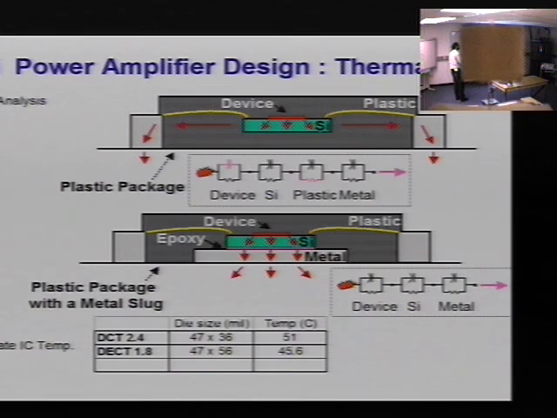So we did a lot more detailed thermal analysis. This is just steady state, and then we also did, since it's a TDMA system, some time-dependent simulations as well. And I think you can see that the metal slug really is the path, especially with plastic encapsulation.